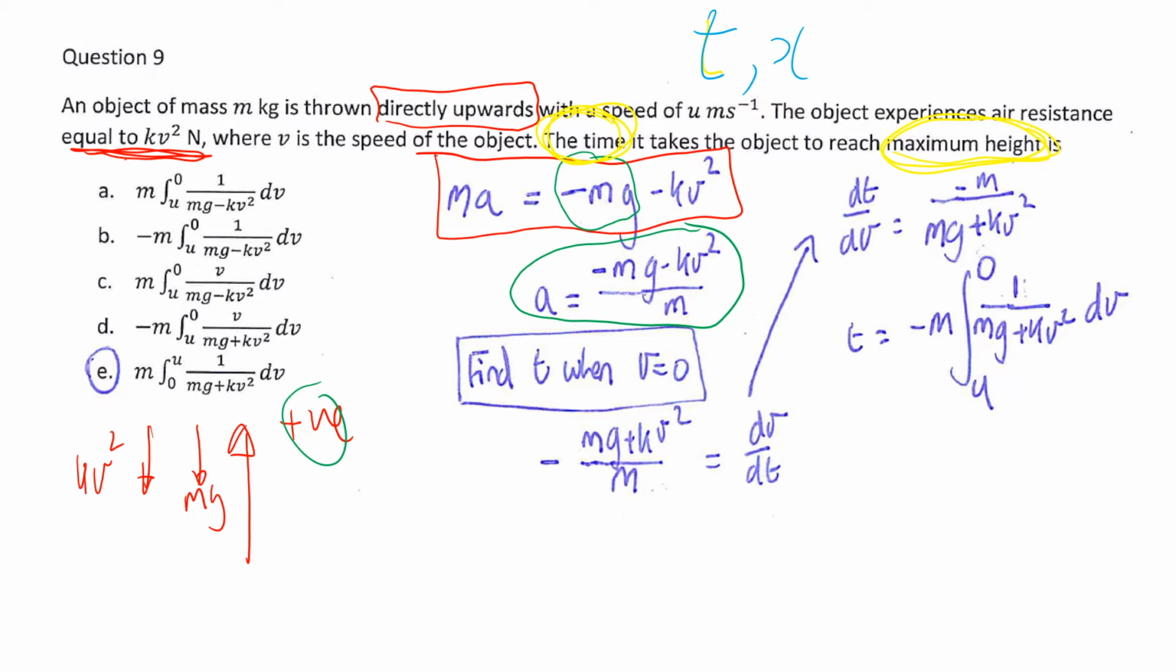Maximum height, of course, occurs when v equals 0. So we need to find that link between t and v. That's our link between t and v, and we're talking about the height gained when the velocity changes from u to 0. So that's what it's all about. So we need to find t when v equals 0.